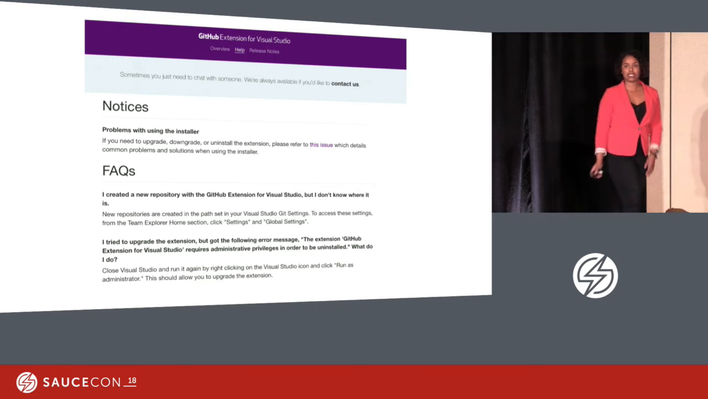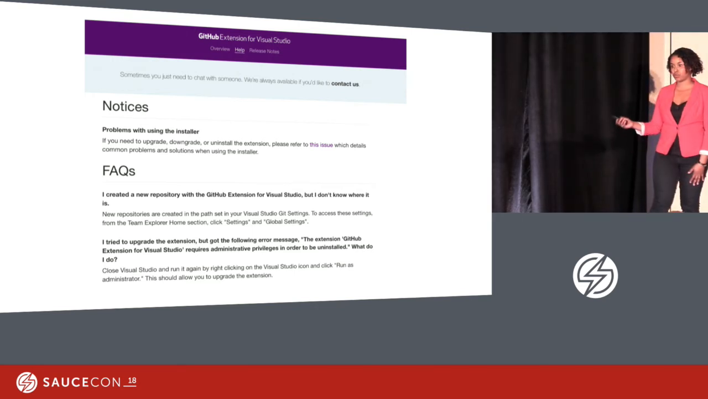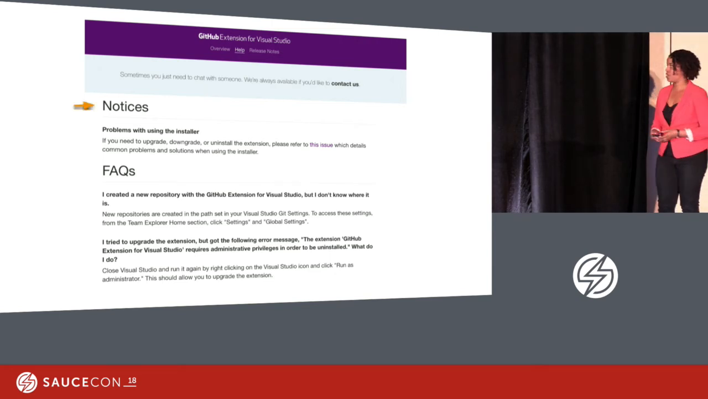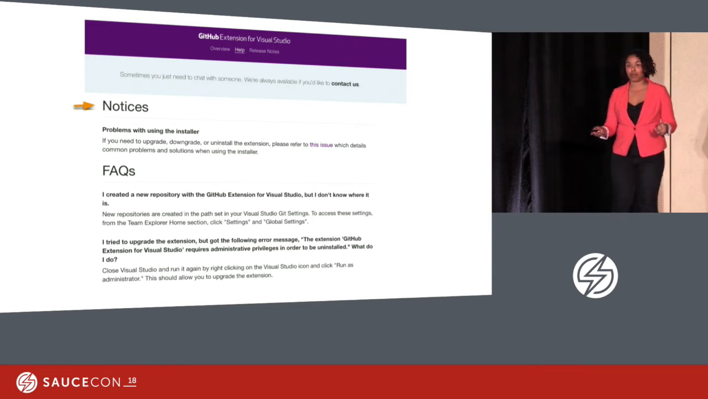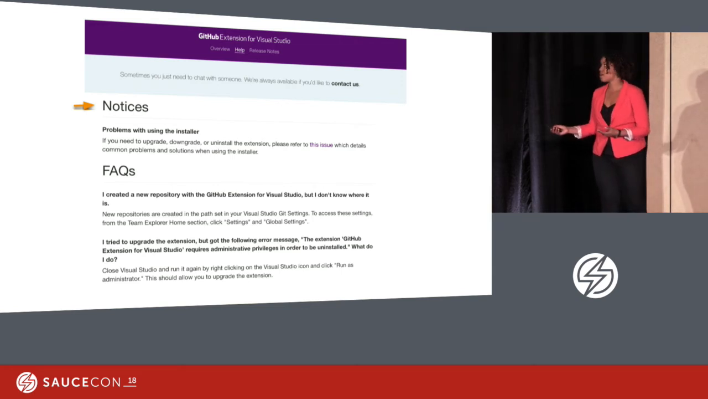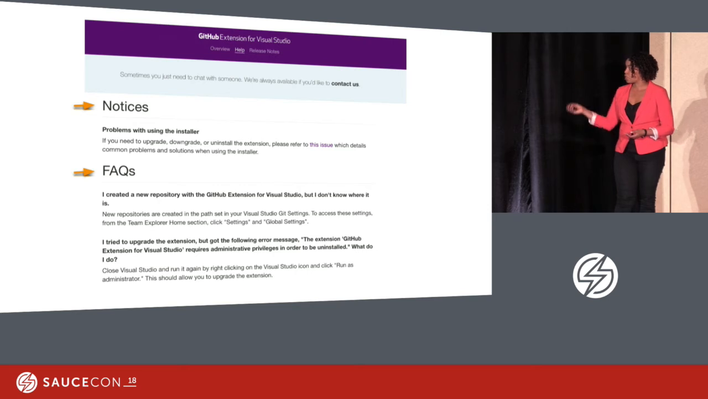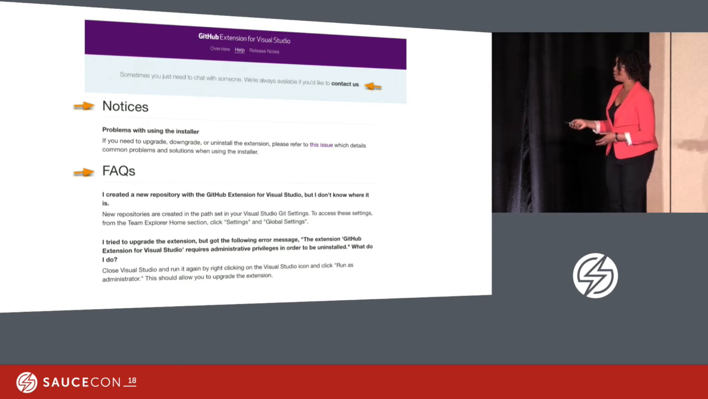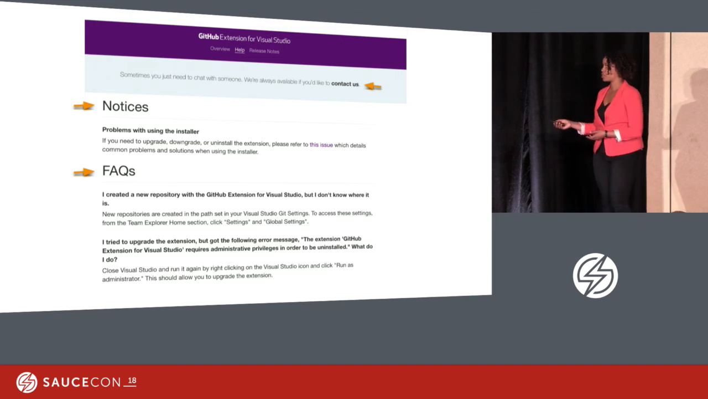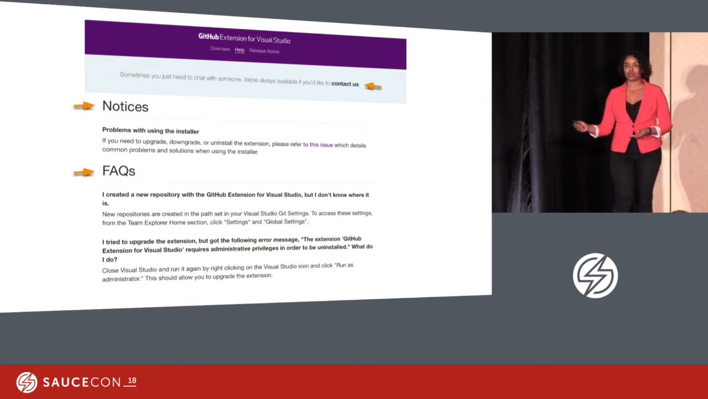So this is an example from the GitHub extension for Visual Studio website. On this help section, there are a few things that are interesting. We have notices, which include common problems that people might run into and things to be aware of, as well as frequently asked questions. And then at the top, we also have a section and a link so that if anyone is experiencing any more problems, they can contact us and contact a real human. This will link you to our support email.